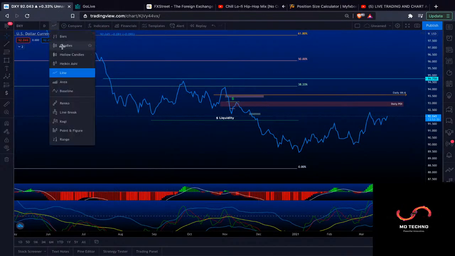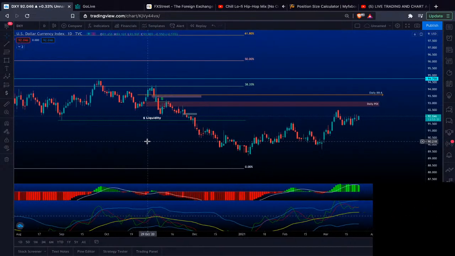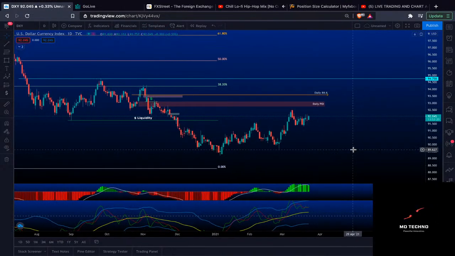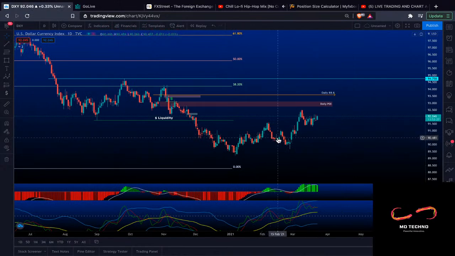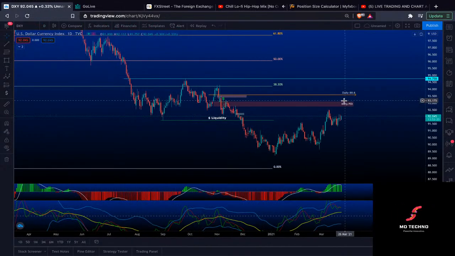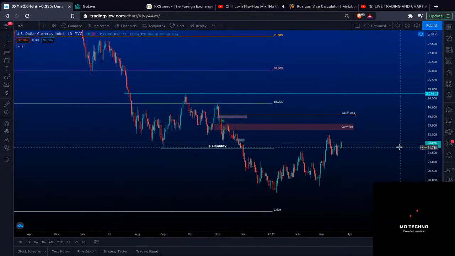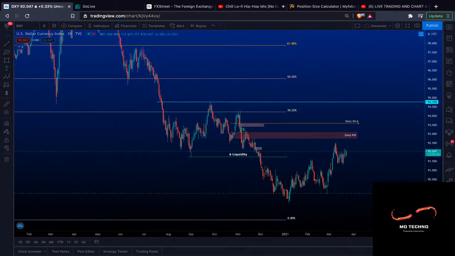So we would go back to the candle chart. We could potentially see some more movement to the upside with the US dollar, just to come and mitigate whatever is down here to go lower. That is something possible.